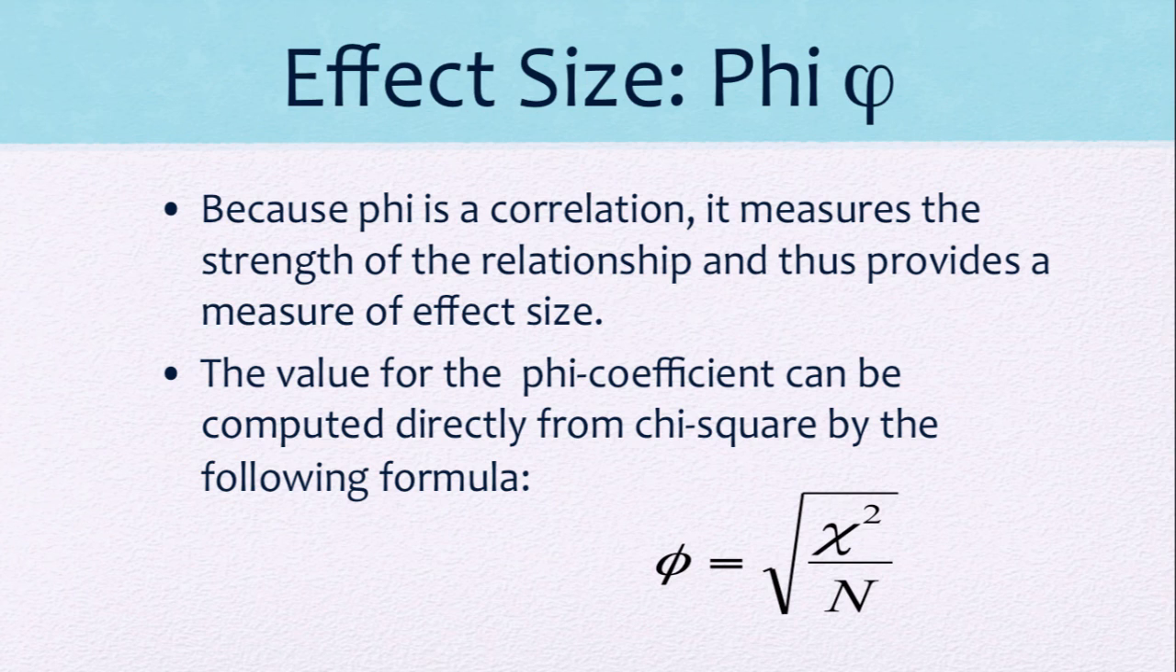The value for the phi coefficient can be computed directly from the chi-square by using this formula, where you take the square root of your chi-square statistic and divide that by the total number of individuals in your sample. This gives you, again, a measure of the strength of the relationship between two variables.